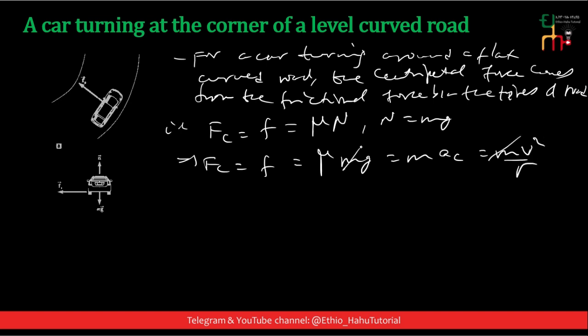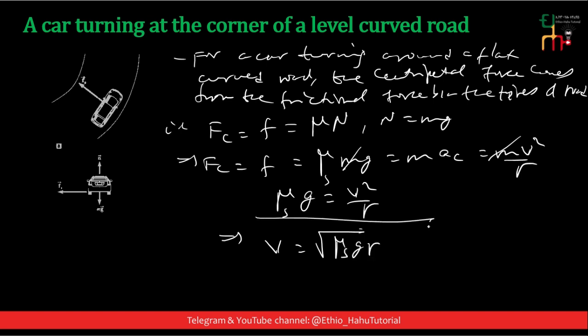m goes with m, mu times g, coefficient of static friction times g, is equal to v squared divided by r. And this gives v is the square root of coefficient of static friction times g times r. This is the velocity of a car turning around a flat curved road. But if the speed is greater than this value, the sideway frictional force cannot prevent the car from skidding sideways. Therefore, roads must be banked.